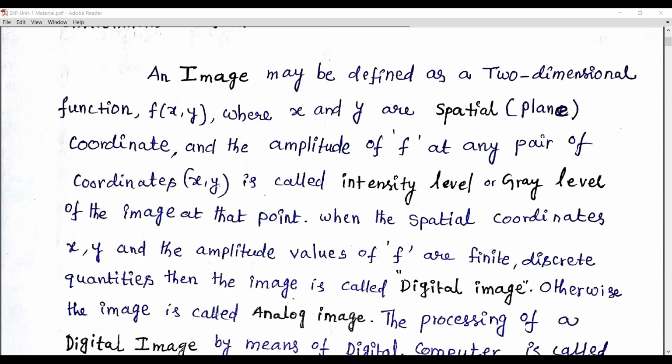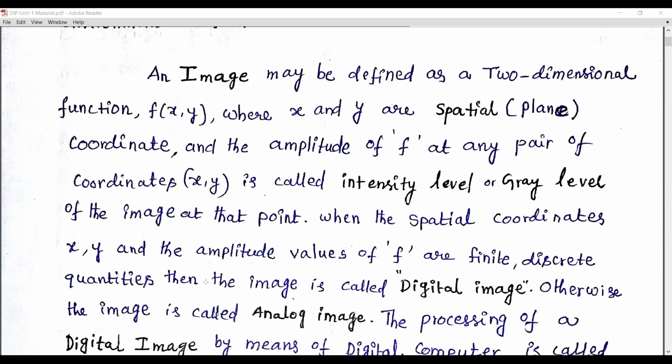For example, spatial coordinates will be 0, 0, that is one of the coordinates. At that coordinate, the amplitude value is f. Next 0, 1, that is another coordinate value. At that, the amplitude is f again. So here, this f indicates the intensity level or the gray level of the image at that point.